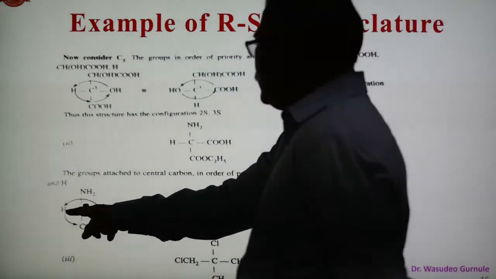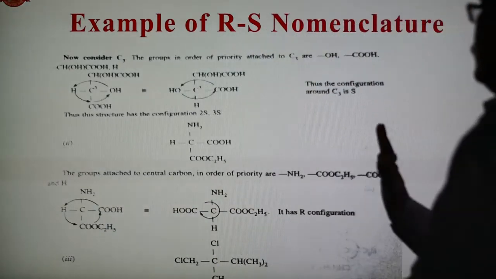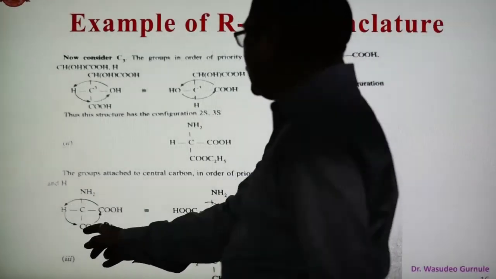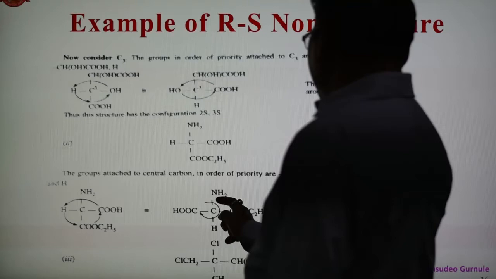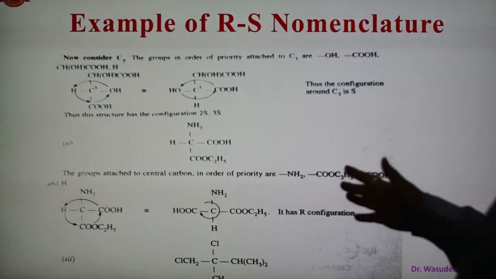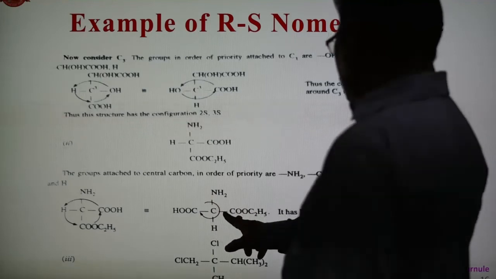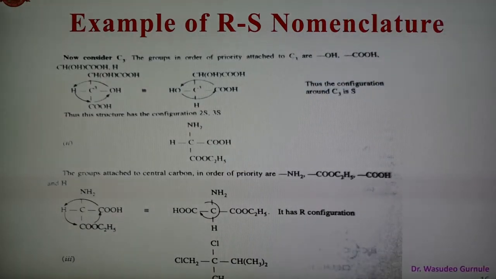So in this way it comes here, it comes there, and therefore we have to find out the configuration so that the lowest priority hydrogen should be at the bottom. When we bring this to the bottom, this is the arrangement, and in this case it has R configuration, because see now here N, then 2, then 3, so it is clockwise, so rectus, R. So this compound has R configuration.